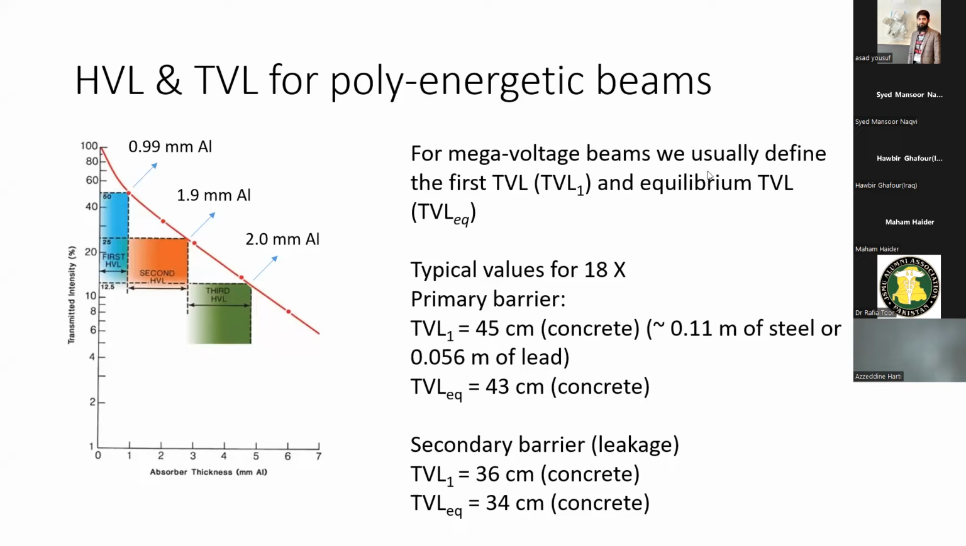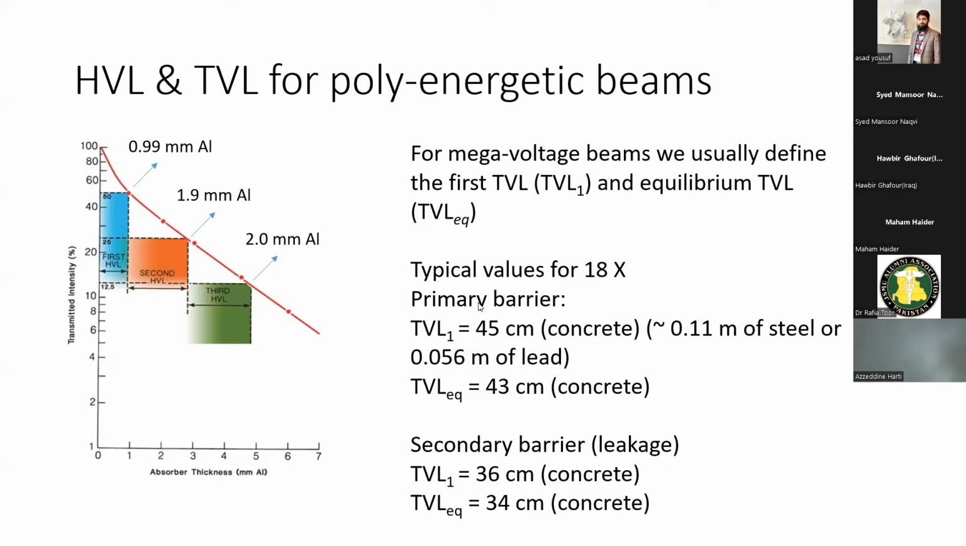So for megavoltage beams, we usually define the first tenth value layer and the equilibrium tenth value layer. These are the values. You can get these values in tables when you do the shielding calculation. The tables are provided by the IAEA and the booklet. So the typical value for 18X: whenever the shielding calculation is done, we consider the highest available energy. So for 18X, the primary barrier tenth value layer is 45 cm concrete. But the equilibrium tenth value layer is 43 centimeters concrete.